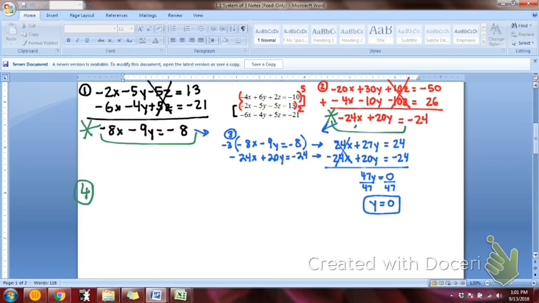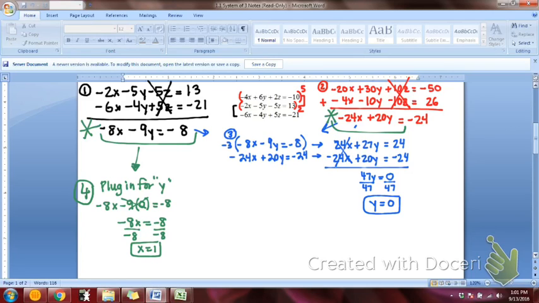And if you need to make yourself a note, it's fine. You can write plug in for y. So I have negative 8x minus 9 times, what was our y value? 0 equals negative 8. Okay, that cancels, right? And so I just have negative 8x equals negative 8. We divide by negative 8, divide by negative 8. What's negative 8 divided by negative 8? 1.